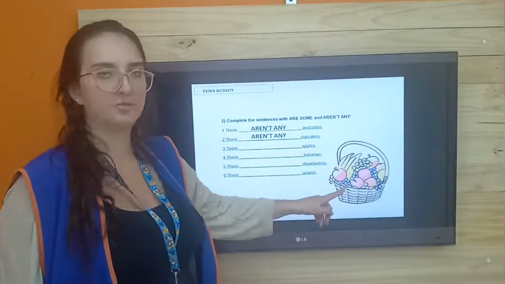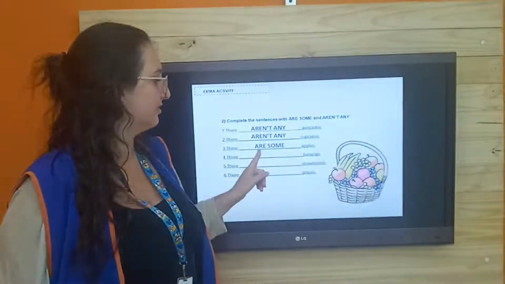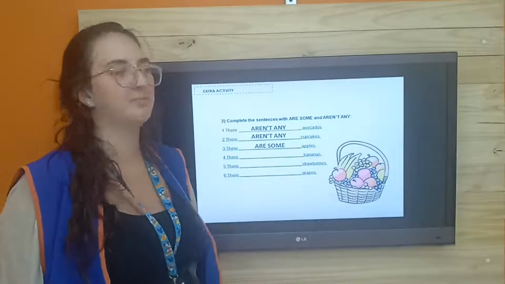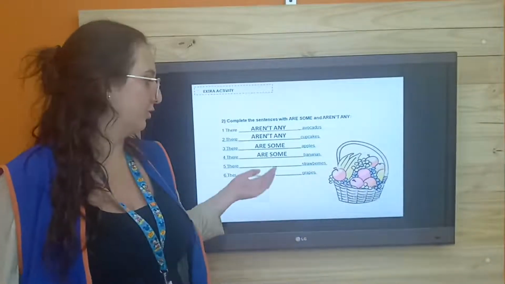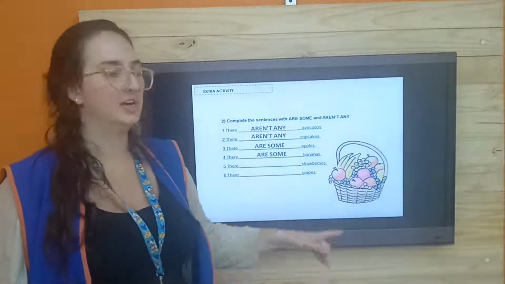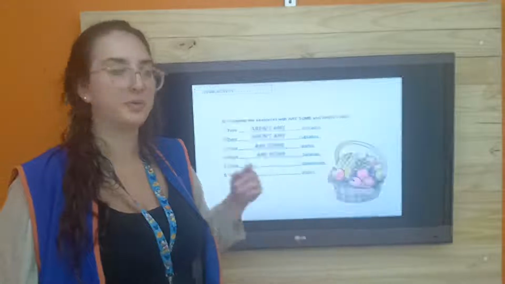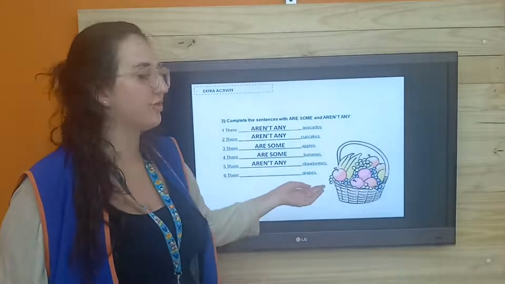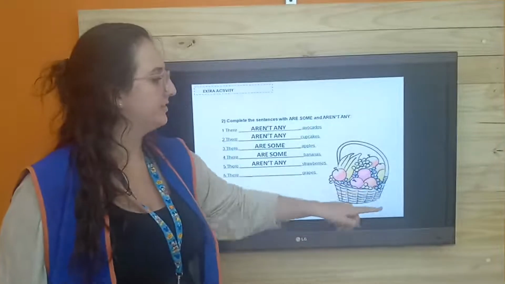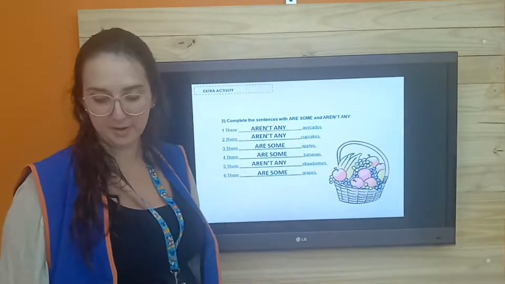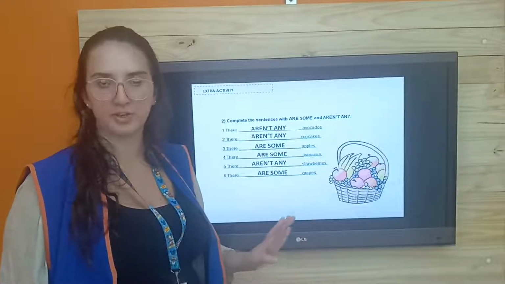Apples, can you see some apples? Ding ding, yes, so there are some apples, right? Bananas, can you see some bananas in this picture? So there are some bananas. How about strawberries? Can you see strawberries in this picture? So there aren't any strawberries. And the last, the grapes. Can you see grapes? Ding ding ding, yes. So there are some grapes, okay? Alright, this was the extra activity.